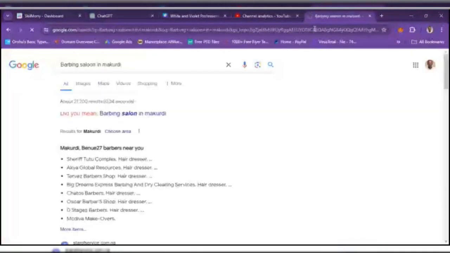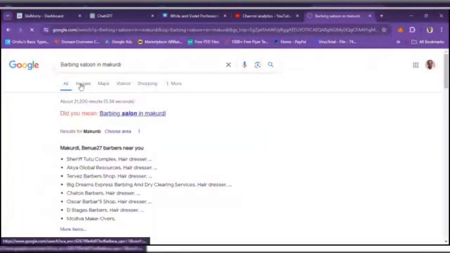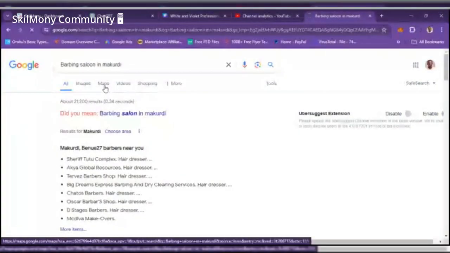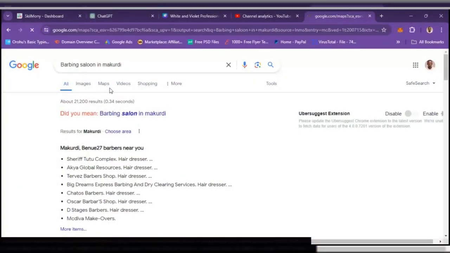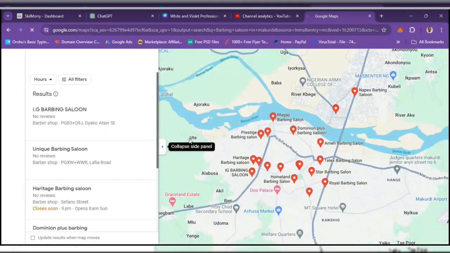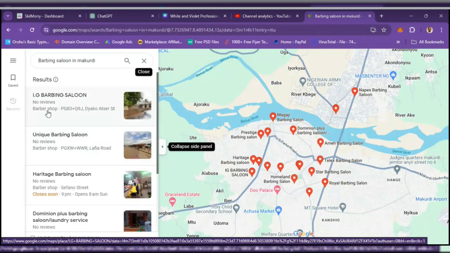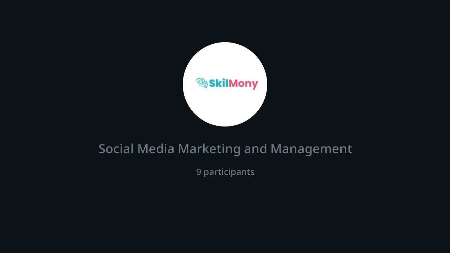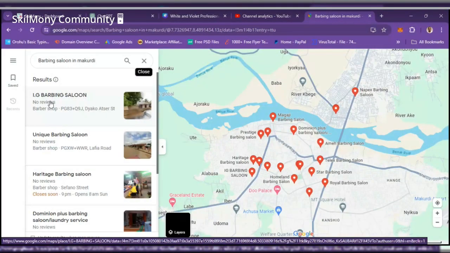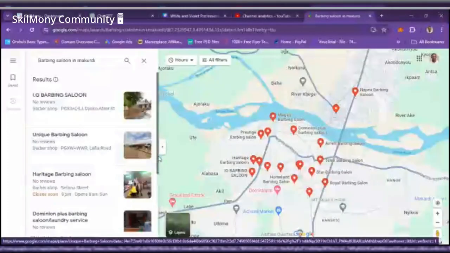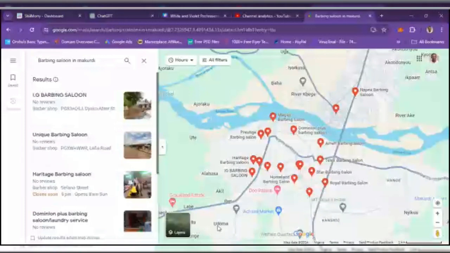Now, the moment I search this, Google is going to give me different searches in maps, images, videos, shopping. My interest is on maps, so I'll click on maps. This is how to use Google Maps. By the time I click on these maps, it's going to show me the trending, or let me say the optimized brands. You can see these are the results: IG Barbing Saloon, Barber Shop, Unique Barbing Saloon, Barber Shop, Heritage Barbing Saloon. You can see these are the different locations around where I am currently. Look at Kansho, look at Achusa, look at different locations.